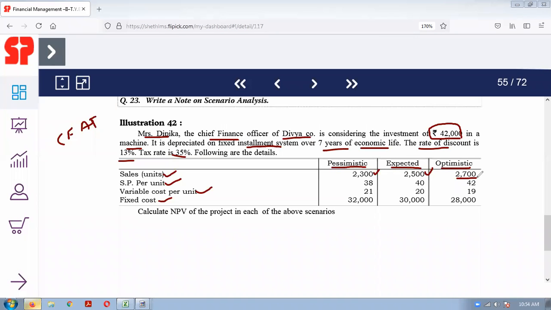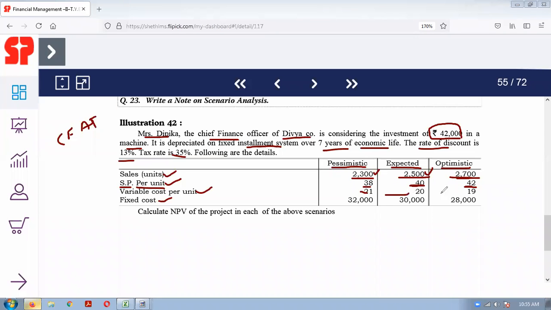The three different cases are very logical. Pessimistic is less than average, a little increasing, and in optimistic, you have made a very positive expectation of your sales. Similarly, selling price per unit is also based on this expectation. Under the pessimistic assumption, 38 will be your selling price per unit. In most likely, you can keep up to 40 rupees per unit. And in optimistic, a very good expectation, you are keeping your price 40.